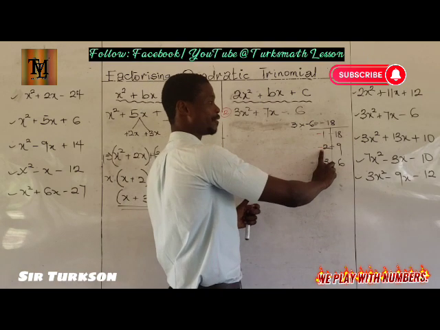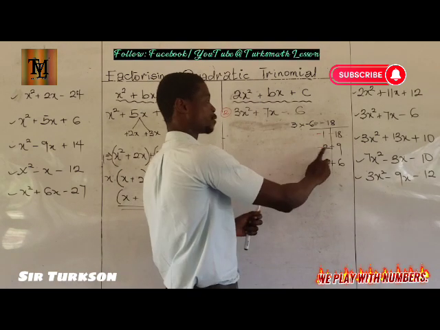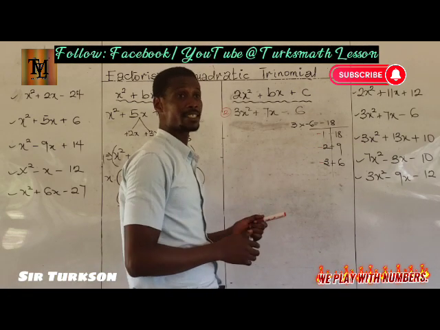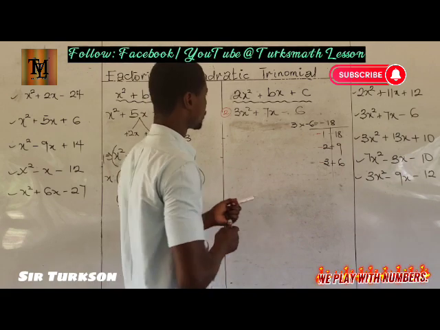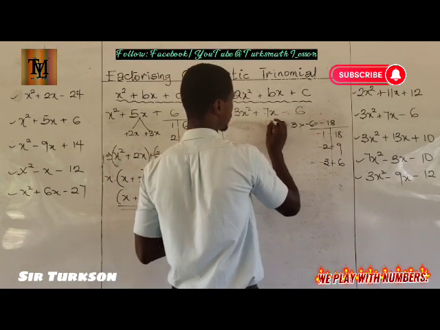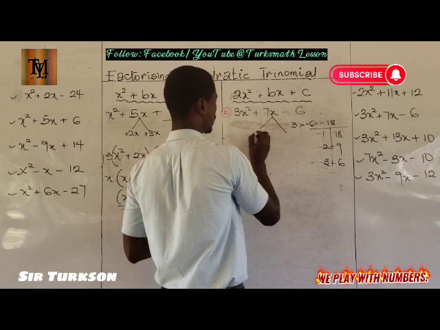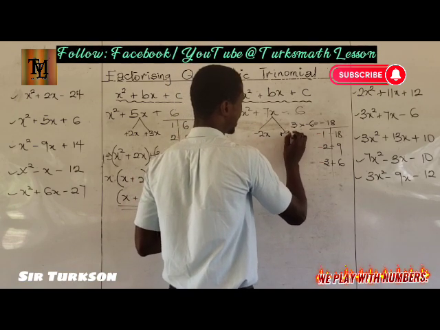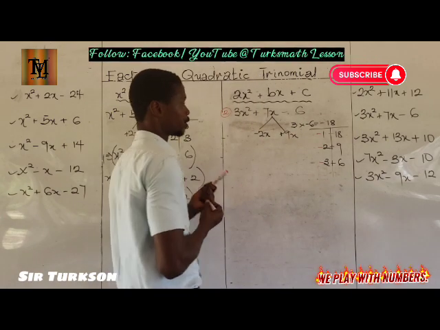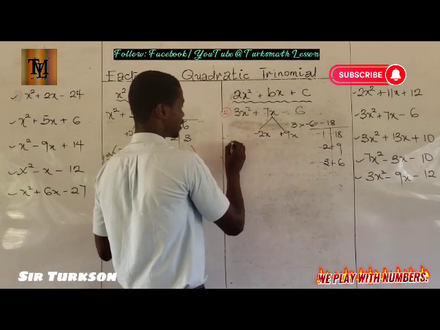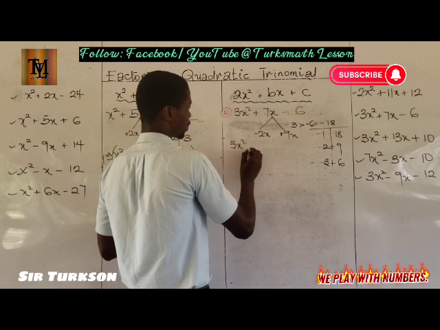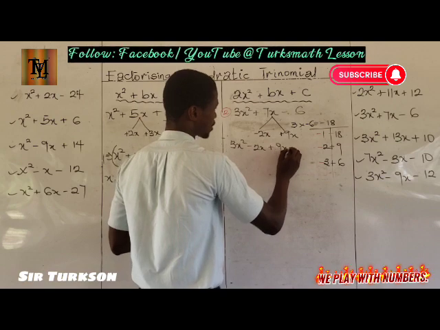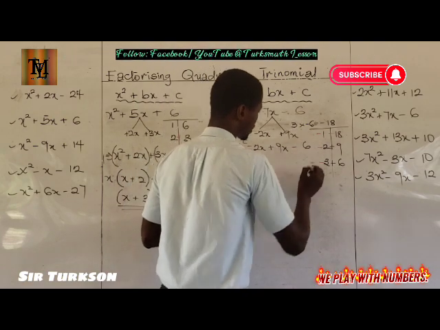So you have negative 2 plus 9. Negative 2 plus 9 will give us what? Positive 7. So we are going to have 7. So we are going to have this minus 2x, then plus 9x. Are you together now? So we are going to have 4 terms. So we have what? 3x squared minus 2x plus 9x minus 6.